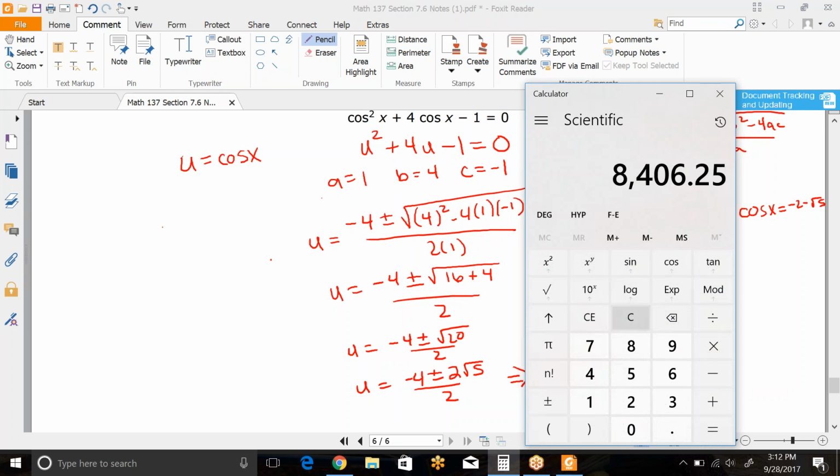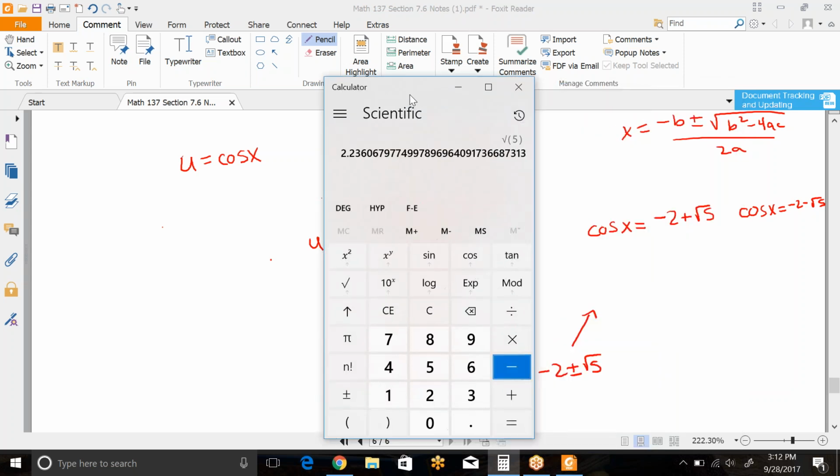So let's do square root of 5, and then take away 2. This is about 0.236, so that is definitely between negative 1 and 1. And then the other one is negative square root of 5, and then we have a minus 2 again. That is not going to be between negative 1 and 1. So I'm going to show you what happens. If we try to do the inverse, you're going to notice that we can't work it out.